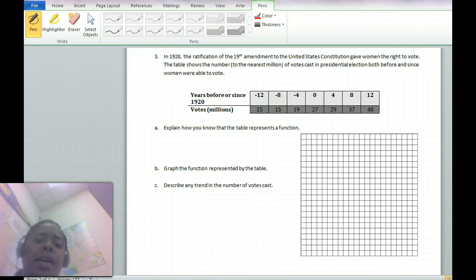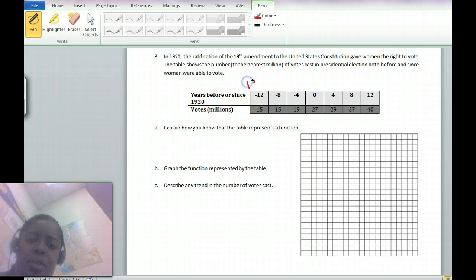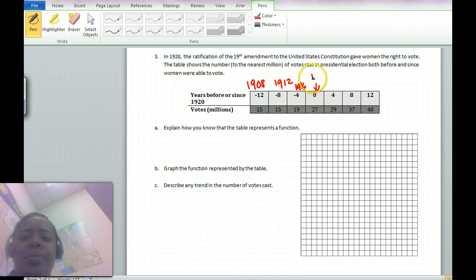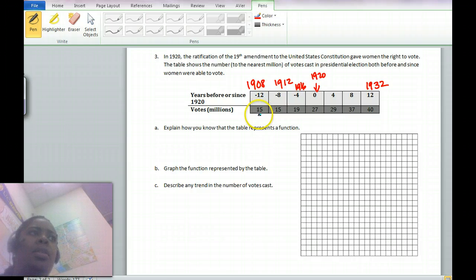So for the first value that they give us, years before, negative 12 years. If it's negative 12 years, this would be 1908, because I'm just going to subtract 12 from 20. For negative 8, just to give you a reference, 20 minus 8 would be 1912. This would be 1916. At 0, it would be 1920. And so moving on, it's just going to increase every 4 years. Why? Because we only vote for presidents every 4 years. So for this, you have your values. In 1908, there were 15 million voters.